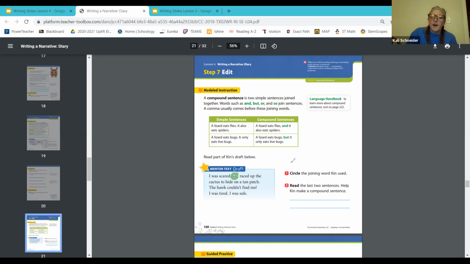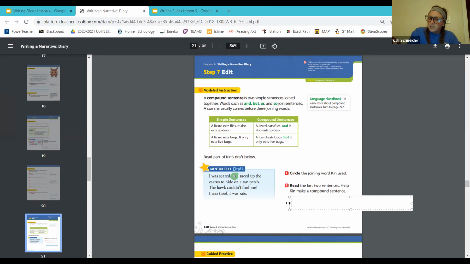Because when I look up here, a lizard eats bugs, but it only eats live bugs. It kind of talks about two different things there, right? Here he's talking about how he's feeling, but he's talking about two different feelings, right? Yes, he was tired and it was a lot of work, but because of that, he's safe. So maybe the best answer would actually be, I was tired, but I was safe. I definitely think that was a better choice. After thinking about it more, I changed my mind. That but is definitely a better choice.